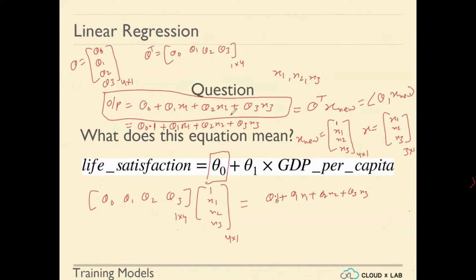So this model I can also write in several forms. I can write theta transpose x new. I can also write that the model is nothing but the dot product between theta and x new, right? Any doubt here?